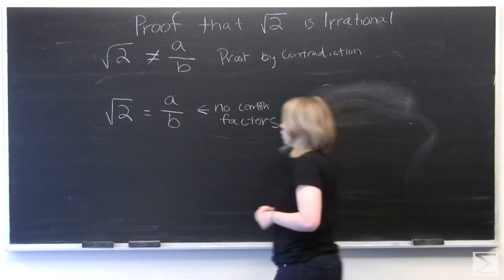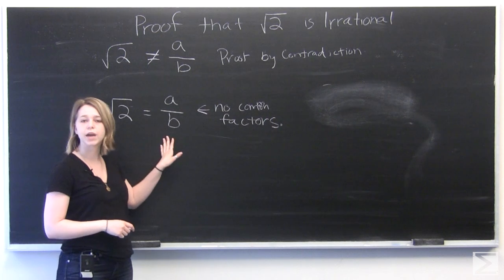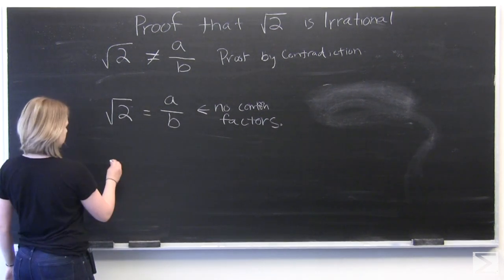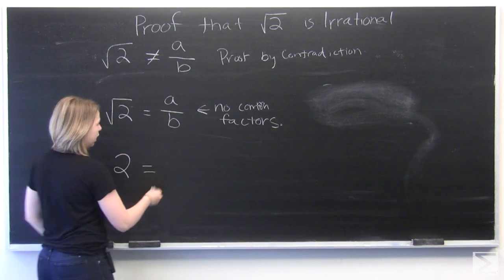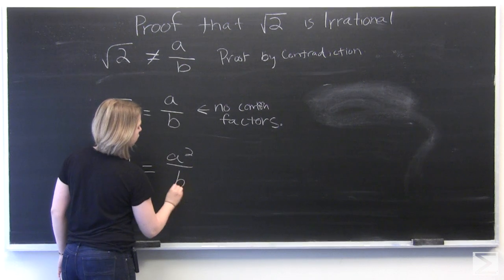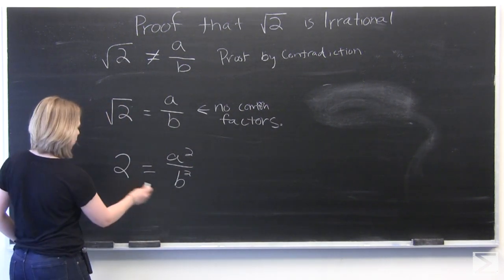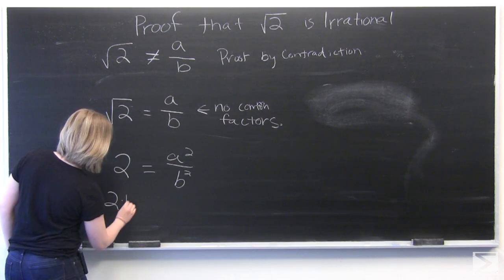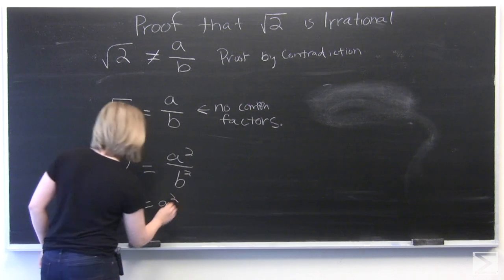So if we start by assuming that the square root of 2 is equal to a over b, we can square each side. The square root of 2 squared is simply 2, which now equals a squared over b squared. Now we can toy around with our equation a little bit more. We'll multiply by b squared on both sides. So 2b squared is equal to a squared.